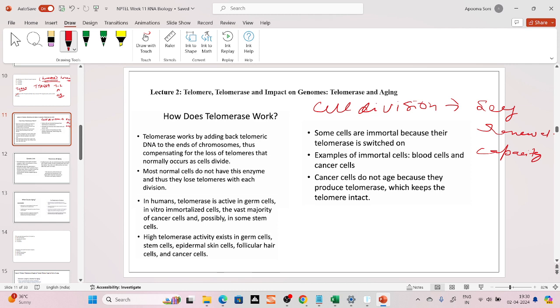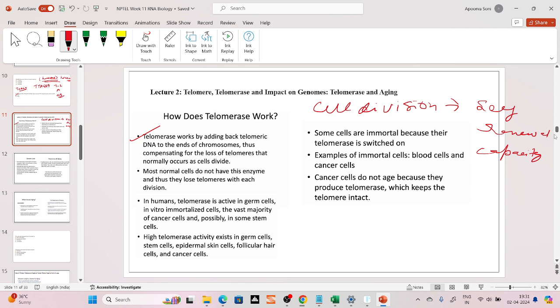Okay, so most normal cells do not have this enzyme, and thus they lose telomeres with each division. That means normally somatic cells. That is why each cell has a lifespan. No somatic cell is immortal. Each somatic cell has a lifespan. That means up to a certain limit only it will divide. Up till a certain number only it will divide. After that, that cell will die.